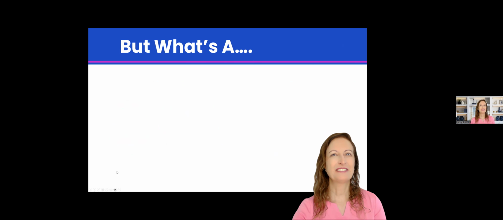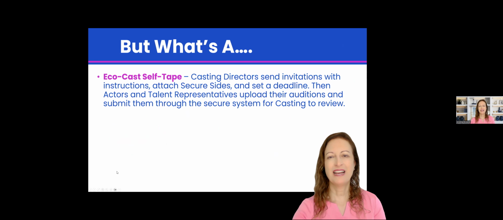All right, what else? So an EcoCast self-tape, okay? If you get an EcoCast, it's basically what has happened is that breakdown got released, your agent got it, they submitted your profile to the casting director. The casting director said, yes, actually, we do want to see that child. And so now they send the sides, and you're being requested to self-tape those sides and submit them.